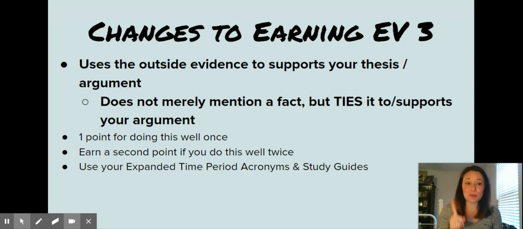Now, here's the word of caution. Make sure whatever you're using from the time period acronyms and from your study guides, you are translating into your own words. Don't copy paste out of your study guides, okay? Because that could lead you to getting flagged for plagiarism, especially my AP World kids, because you are forced into copying my study guide, which would not be a bad thing in the original AP exam, but could be problematic on this modified version, okay? So evidence 3 is now do it twice, get 2 points, okay?